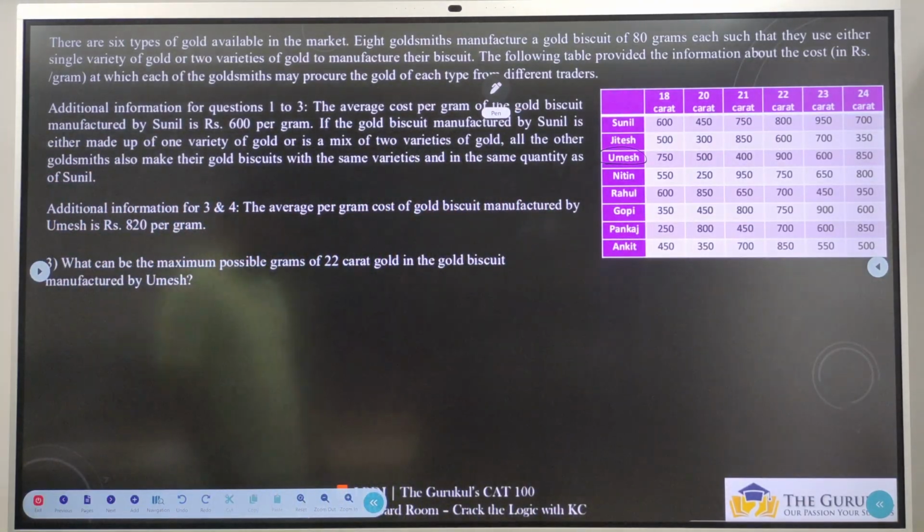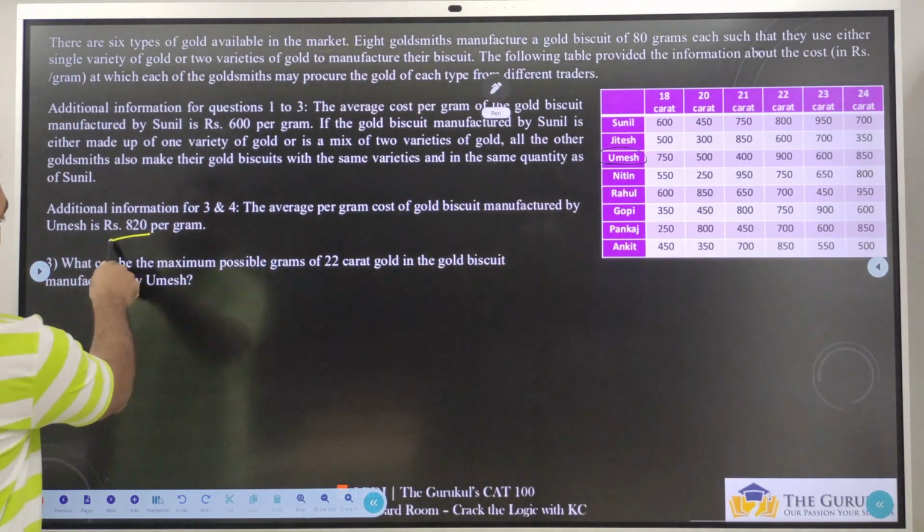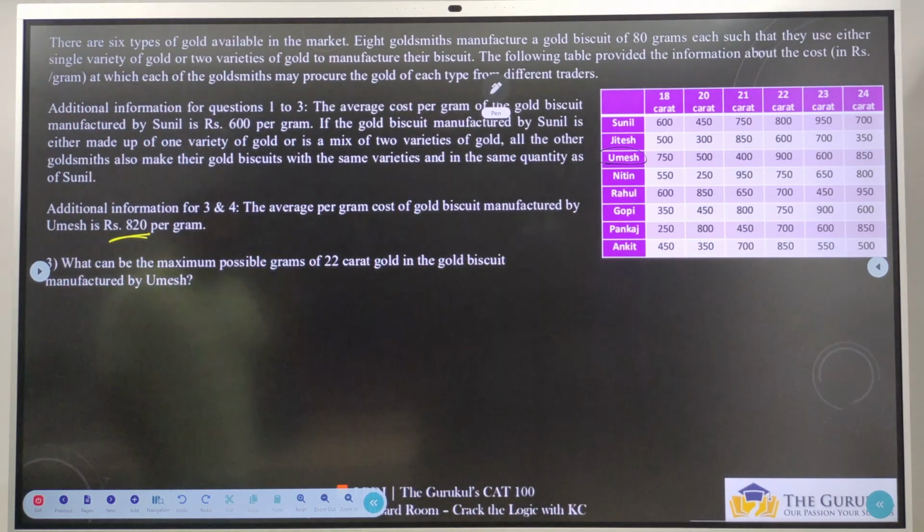Okay. If I want Umesh to have 820 rupees, the combination should definitely happen with 22 karat only. And a 22 and 24 combination will not work because 22 is 900 and 24 karat is 850. If I mix both of them, the answer should be between 850 and 900. But here we are having 820 only. So we are not mixing 900 and 850. But 900 should definitely be there.